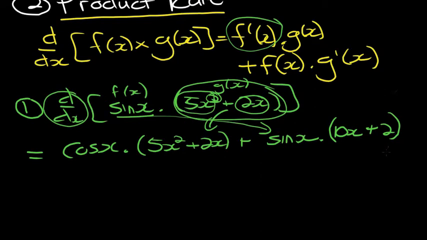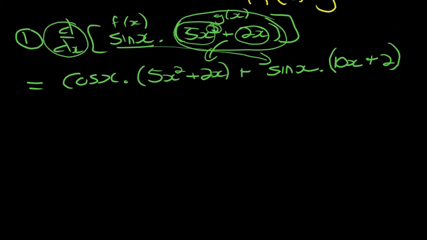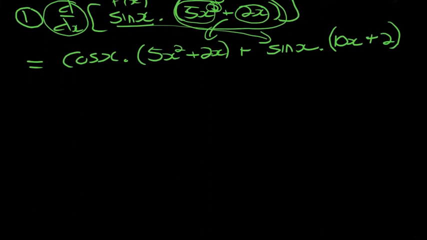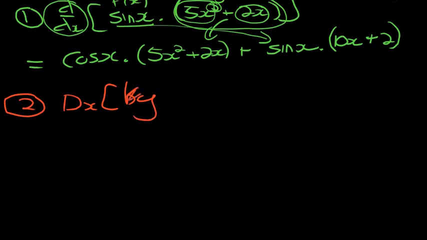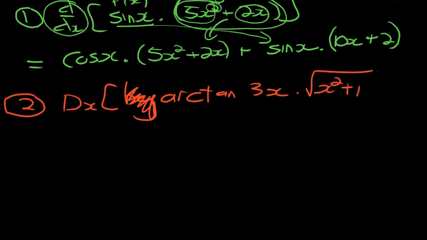Now you've done the differentiation. But let's look at another example. Let's try arc tan 3x times the square root of x squared plus 1. This arc tan 3x is the f(x), and the square root of x squared plus 1 is the g(x).